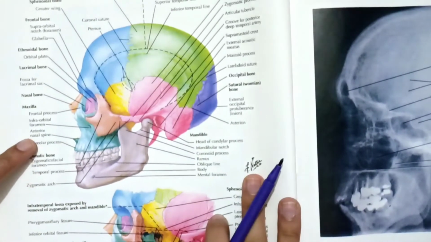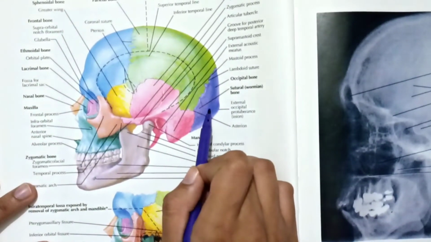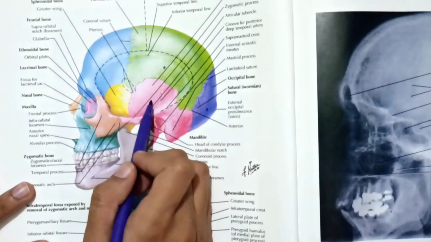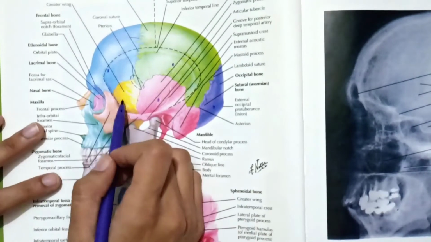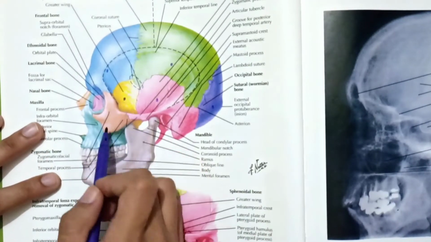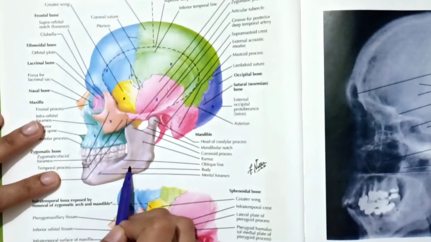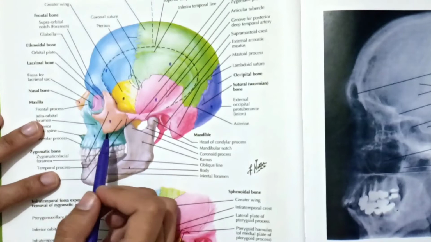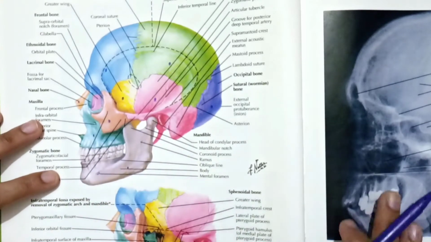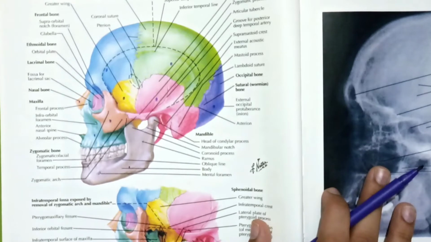Now this is the lateral view. In the lateral view you can see the occipital bone here, parietal bone, temporal, frontal. This yellow one is the sphenoid. This one is the zygomatic. This is maxilla. This is mandible. This is nasal. You can see it clearly. So these are the bones you can see in the lateral view.